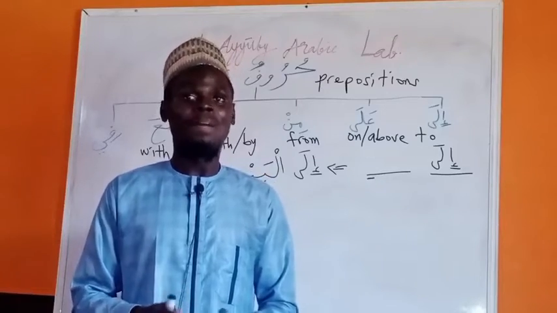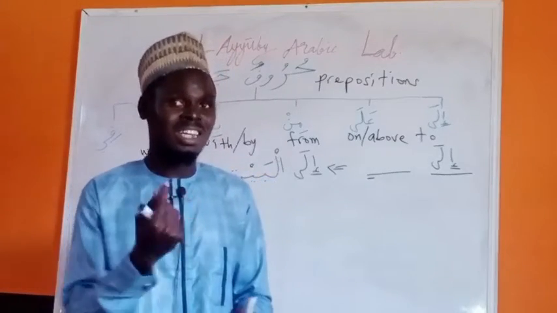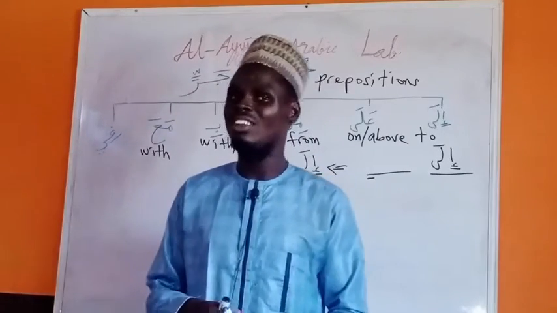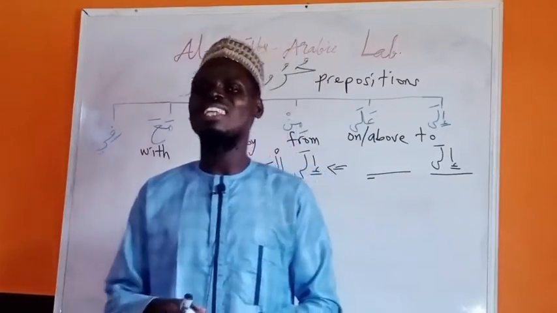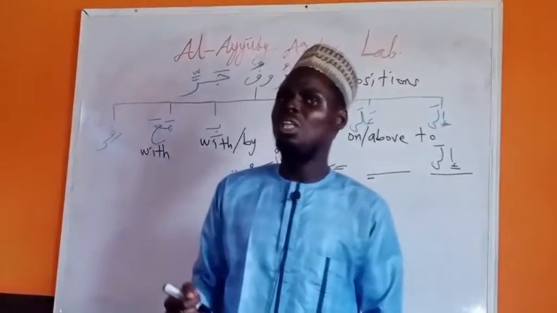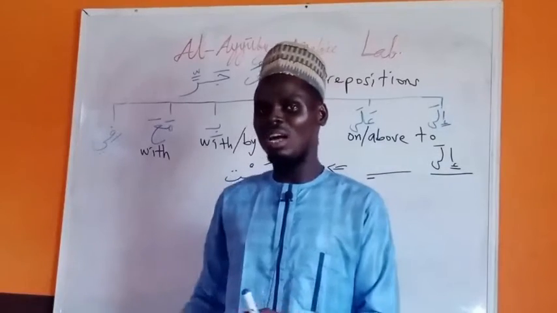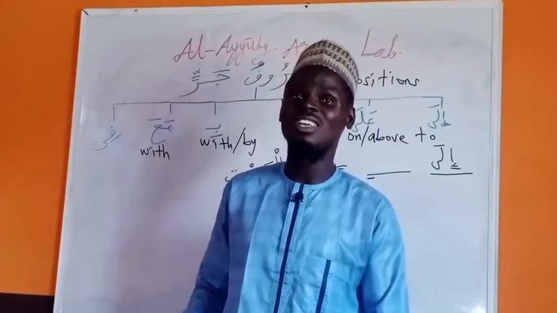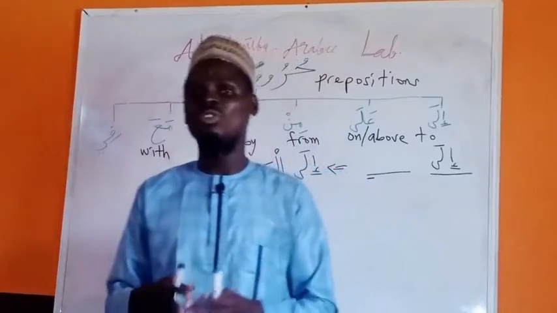But if you want to use the noun following ma'a as an agent or tool, then you cannot say, katabtu al-risalata ma'a al-qalam, I wrote the letter with the pen. No. If you say ma'a, it means you and the qalam were at the same place when you were writing the letter, but you did not use the pen as a tool for your writing.